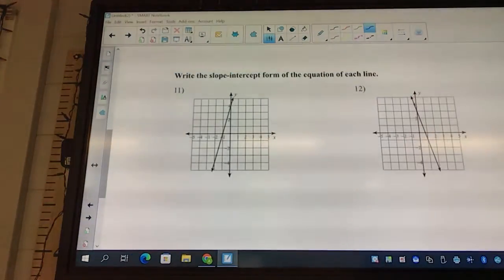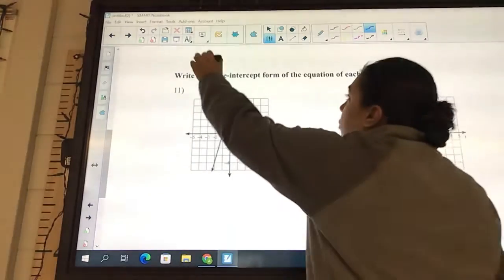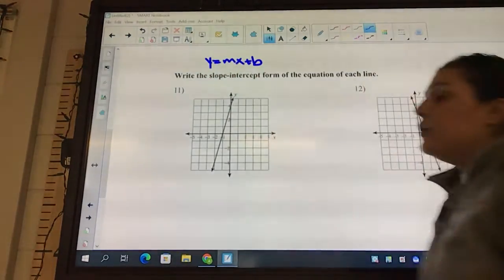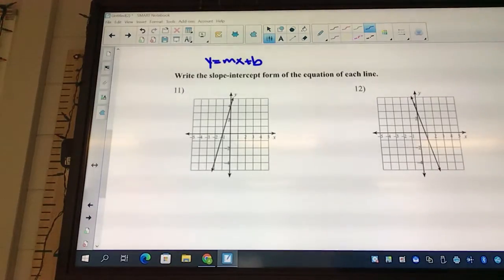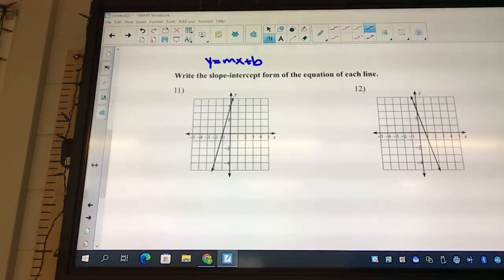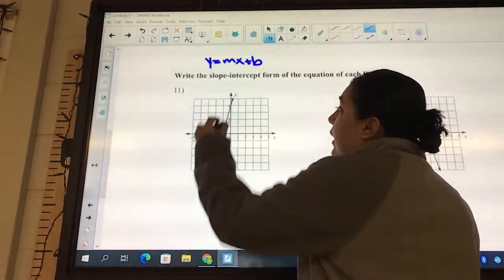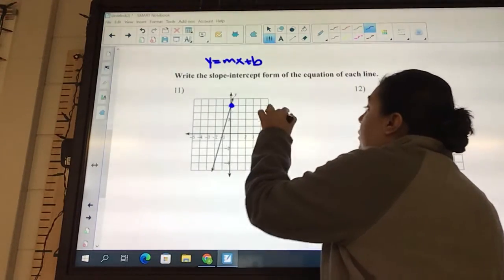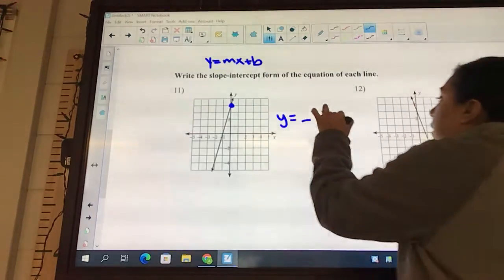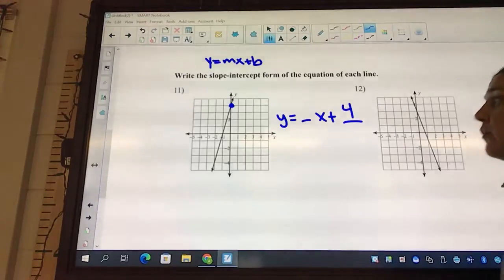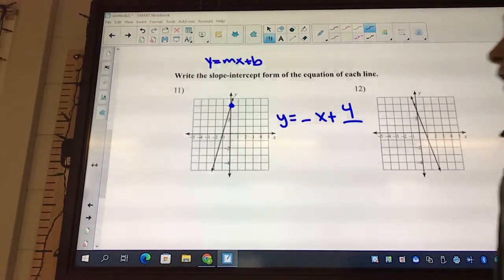Okay, 11, write the slope-intercept form. So this one is y equals mx plus b. Okay, what do we find first, the m or the b? The b, good job. Okay, the b, so the b is where it crosses the y line. So that's going to be right here at 4. So we're going to have y equals blank x plus blank. Okay, well, for the y-intercept, we can fill in at 4. Now, you need to find the next closest point.